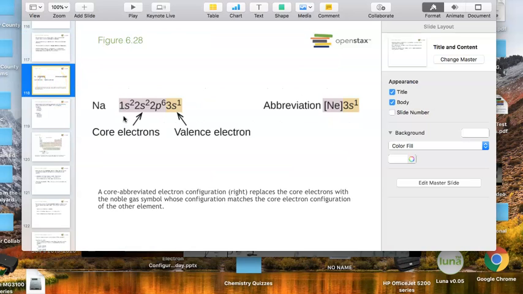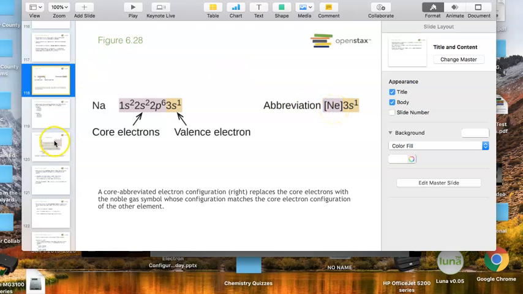So this is a way to very quickly, it's sort of a shortcut into writing electron configurations, because basically instead of starting with hydrogen, we can start with the nearest noble gas, the noble gas preceding the element. So here, for example, we have the electron configuration for sodium. It's 1s2, 2s2, 2p6, 3s1. Its valence electron is represented by 3s1. Here are the core electrons. So we can substitute those core electrons by using the nearest noble gas.